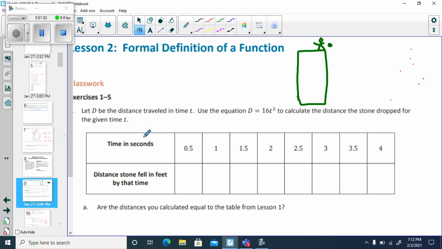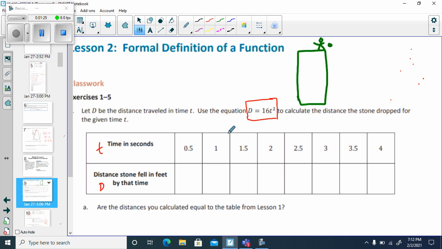Now, what this says is let D be the distance traveled in time t, where t is in seconds. Here's our big D, here's our small t. They want us to use the equation D equals 16t squared to calculate the distance the stone dropped after a given time.